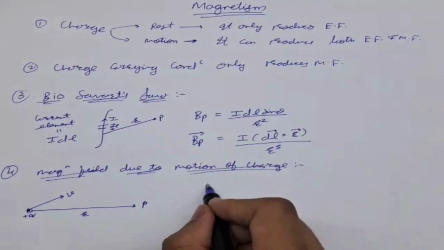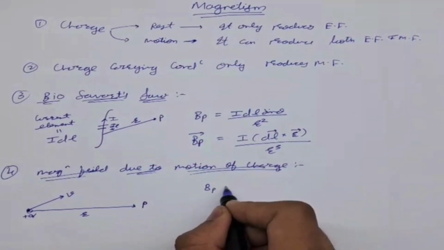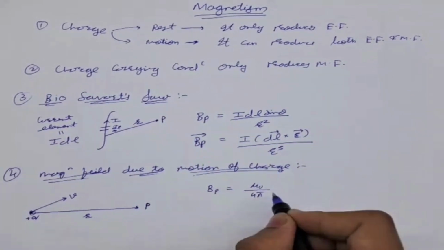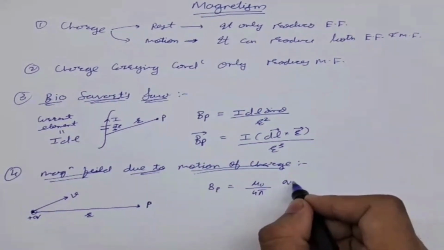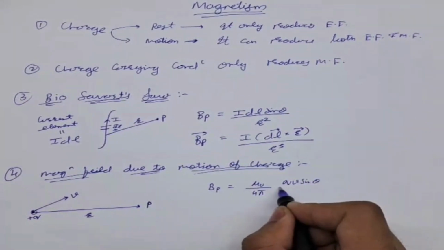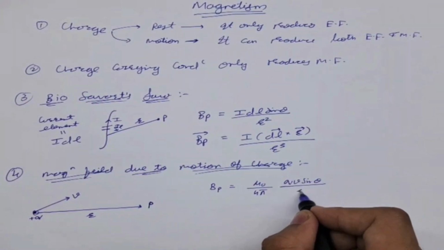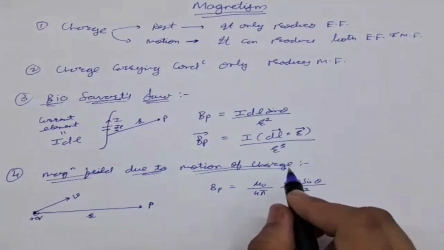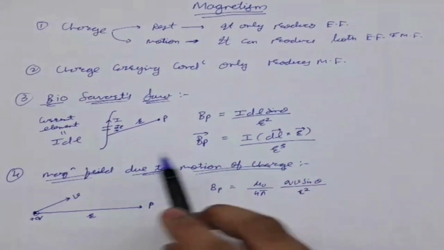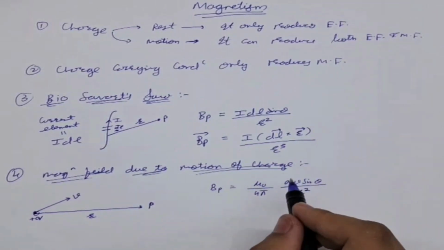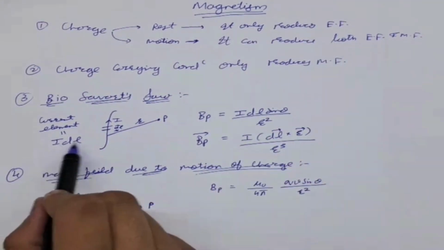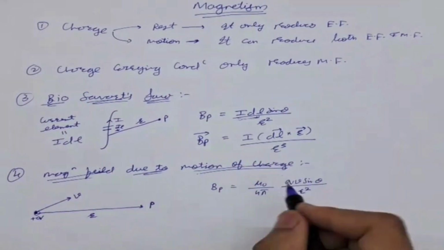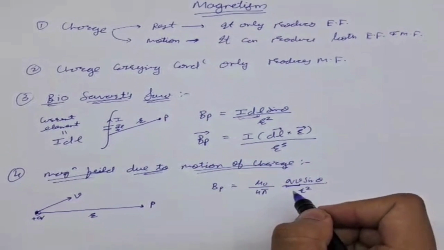The magnetic field B at P can be given as mu naught by 4 pi q v sin theta upon r square. Now this magnetic field, as you can see, is very similar to what is produced by a current carrying conductor. The only difference is that the current element in that case was I dl, but now it is qv.